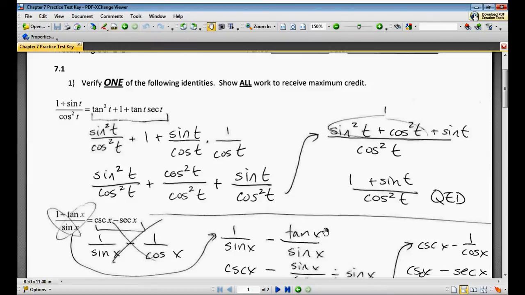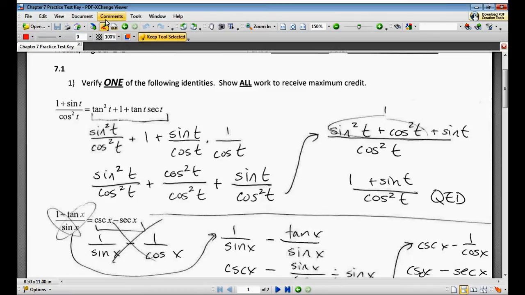Guide for the chapter 7 test. So you should see for 7.1, all you're going to need to do is verify one of the three identities. I am going to do all three though, just so you can see what's going on.